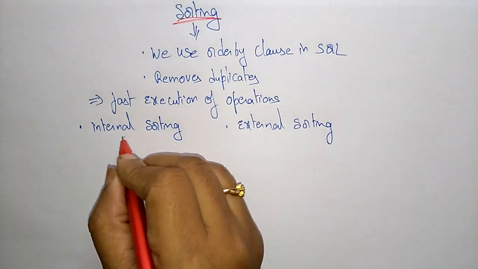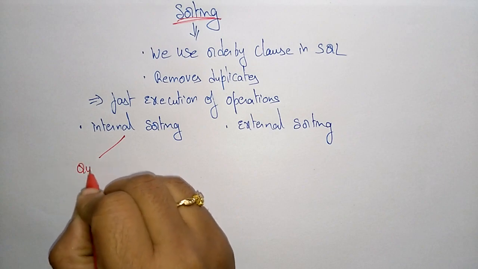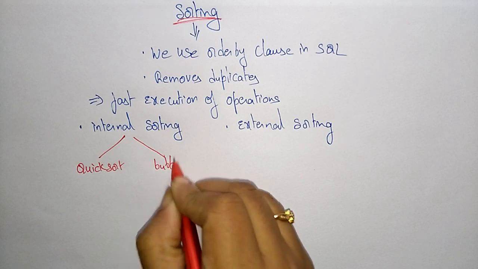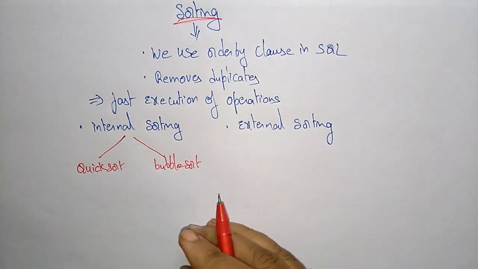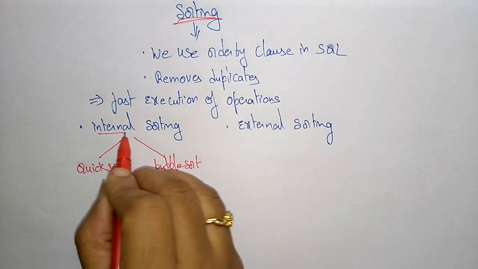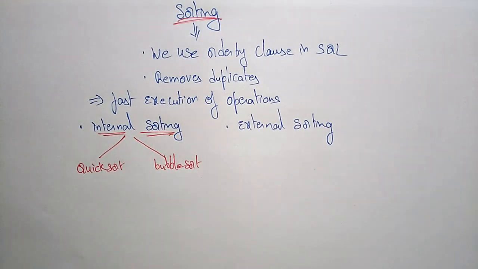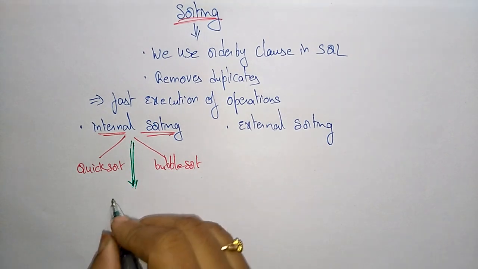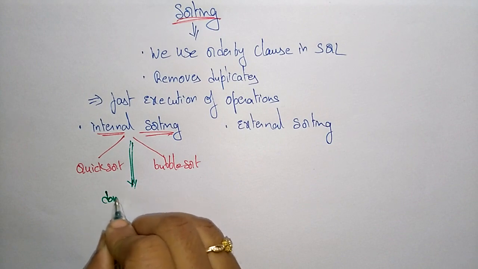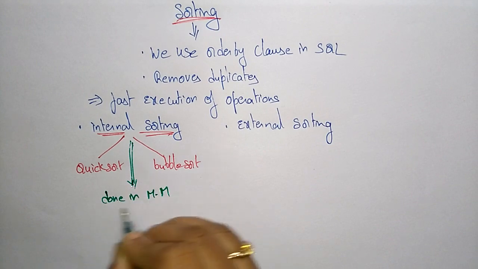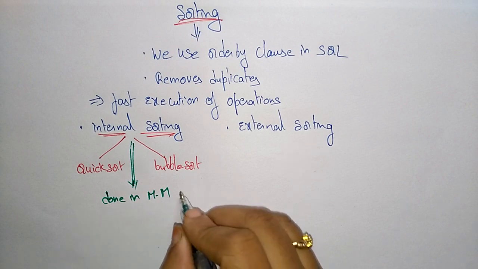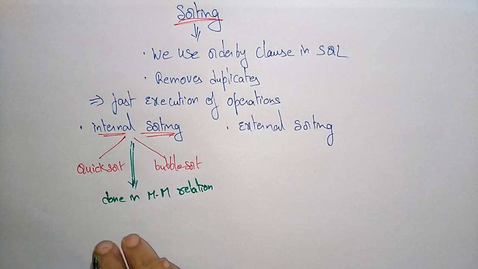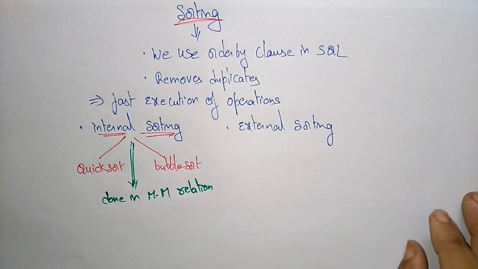Here the internal sorting will be quick sort or bubble sort. Okay, so these sorts are explained in data structures. The main concept of internal sorting is that it is done in main memory. So whatever relation values are present in the main memory, in that we will do the internal sorting.